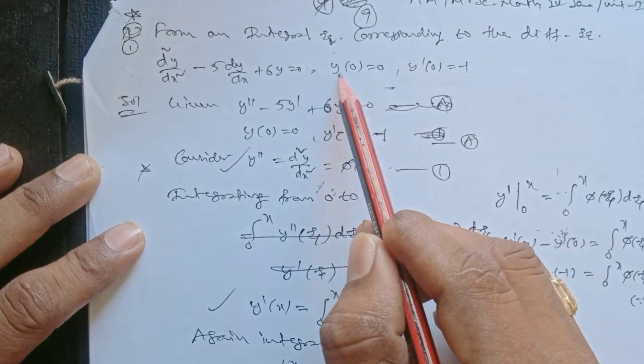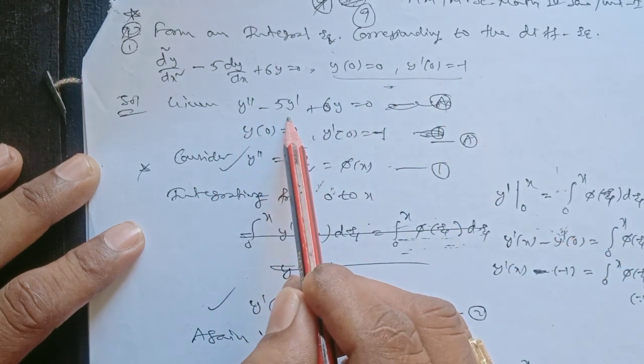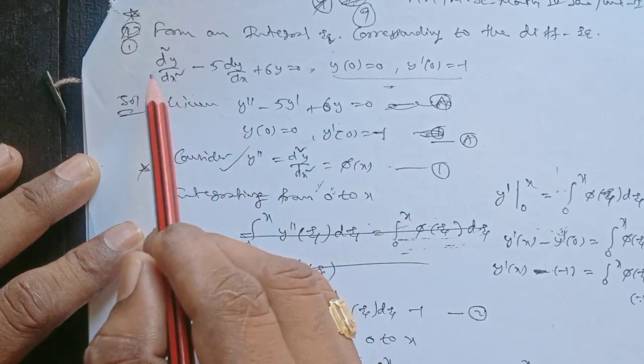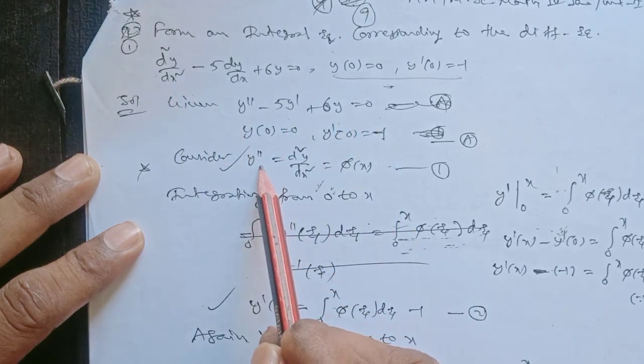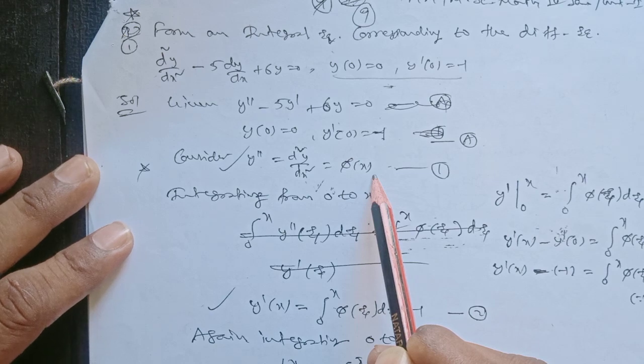See here, these two are the boundary conditions. y double dash minus 5y dash plus 6y is equal to 0. The highest derivative is y double dash. Put y double dash, d squared y by dx squared, equal to phi of x.